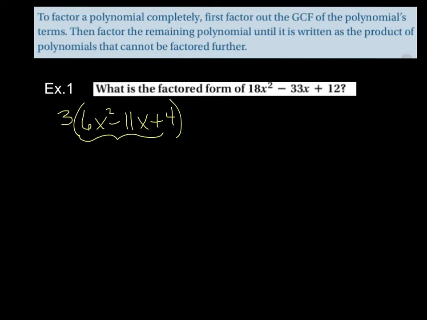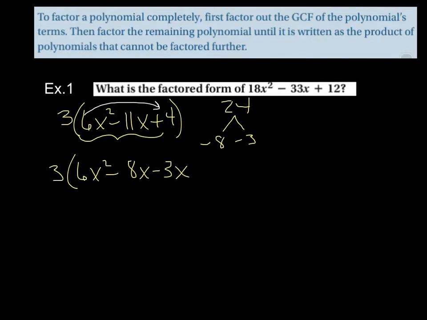Well, it's got a leading coefficient greater than 1. So I'm going to go ahead and multiply my a times c and get 24. And what multiplies to 24 but adds up to negative 11 would be negative 8 and negative 3. So my 3 just gets carried along now. I've got 6x squared. I'm going to break my minus 11 into minus 8x and minus 3x. And then I'm going to look at my grouping.